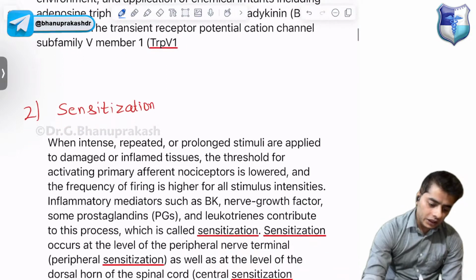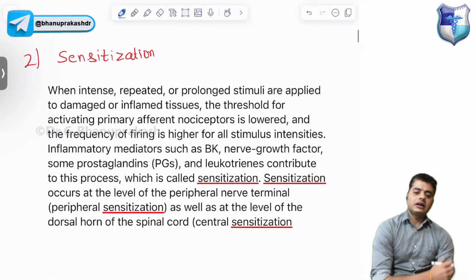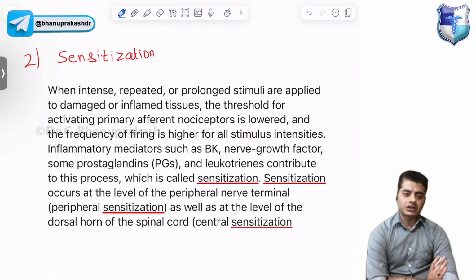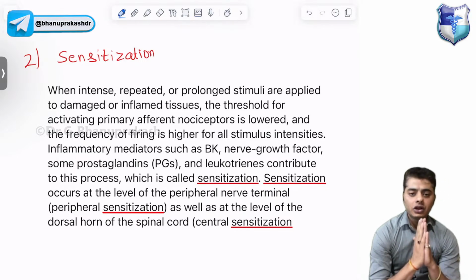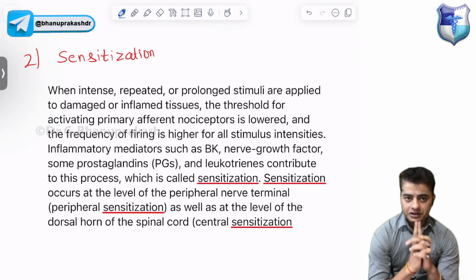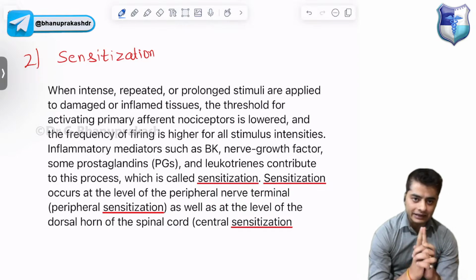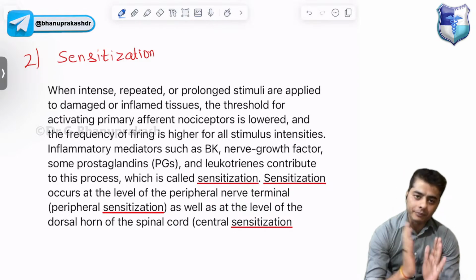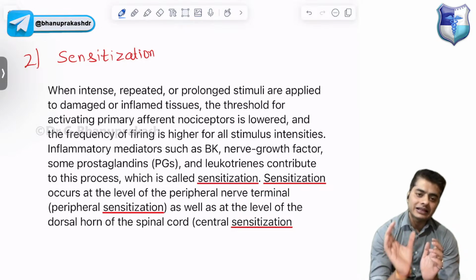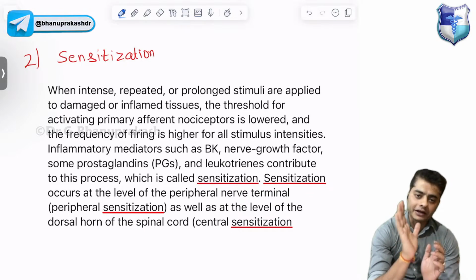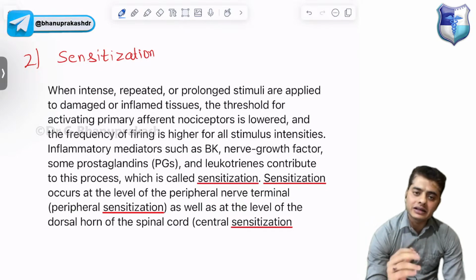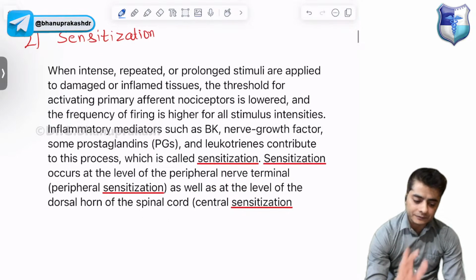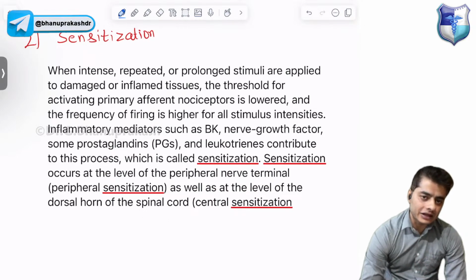Now we will move further. Further, there is another special thing known as sensitization. What do we mean by sensitization? Before starting sensitization, we should remember two most important things: peripheral sensitization and central sensitization. Peripheral sensitization is at the level of the peripheral nerve terminals, and central sensitization is at the level of the dorsal horn of the spinal cord. Remember, these two are MCQ points which are frequently asked in exams like NEET PG. Now, what do you mean by sensitization?